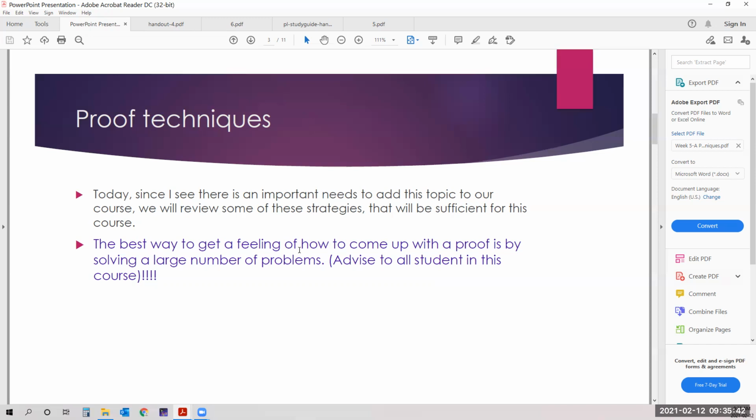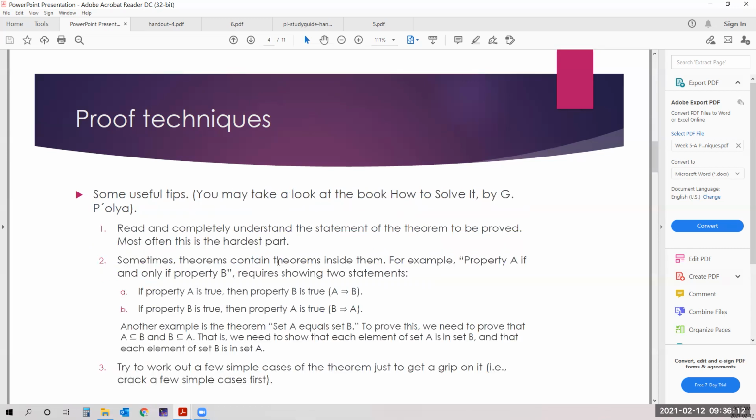The best way to get a feeling of how to come up with a proof is by solving a large number of problems. This is advice to all students in this course. You can go to the book, you can look on the internet and solve as many examples as you can on all topics of this course. For teaching, the contact hour maximum is 48 hours in this course, so I cannot do a massive amount of proofs or of solving problems. Some useful tips for you as a student: you may look at the book for how to solve it.